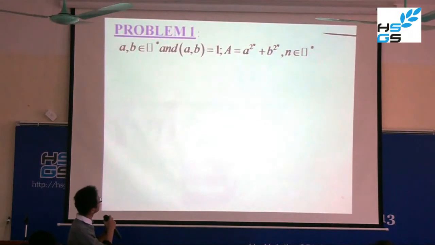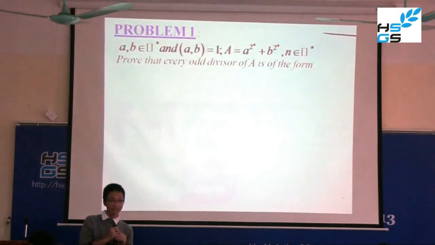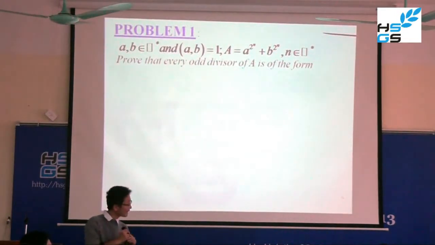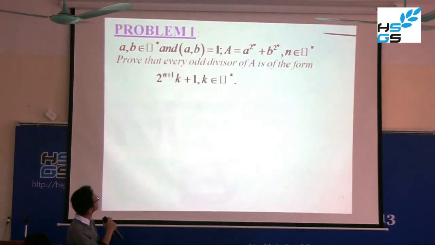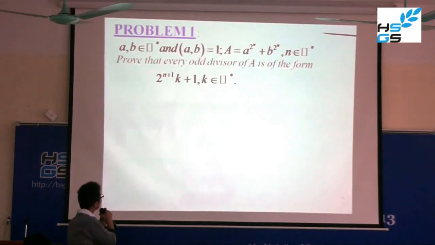A and B are relatively prime. Denote by A_n the sum A to the 2 to the n plus B to the 2 to the n. Our task is to prove that every odd divisor of A_n is of the form 2 to the n plus 1 times k plus 1. And our solution.